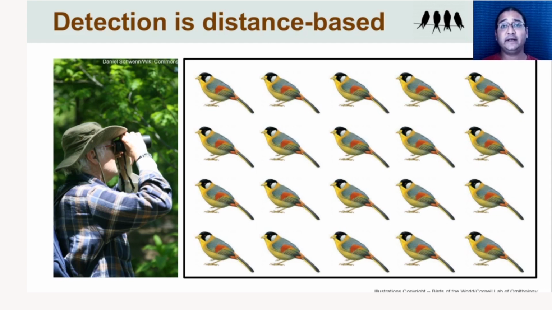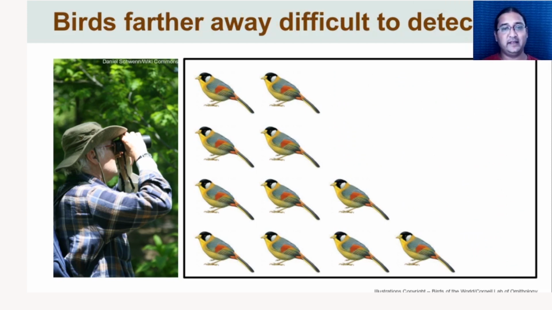So although the actual distribution of birds in the habitat is uniform, what the observer sees is something more like this, where the birds that are closer to the observer are likely to be entered into the data sheet, whereas the birds that are farther away are more difficult to see. The observer will see more birds close by, and as the distance from the observer increases, the number of birds that are actually seen comes down.